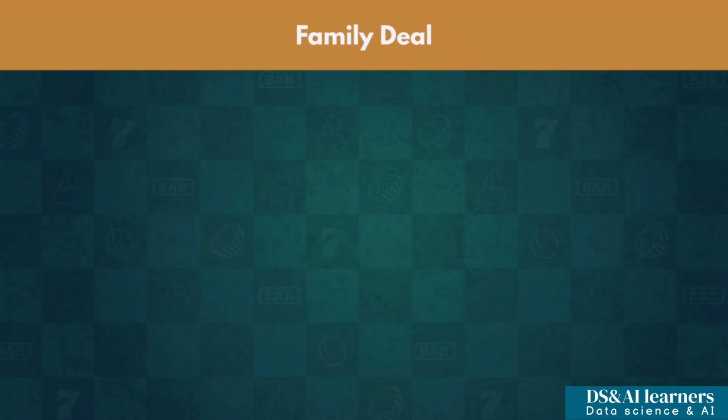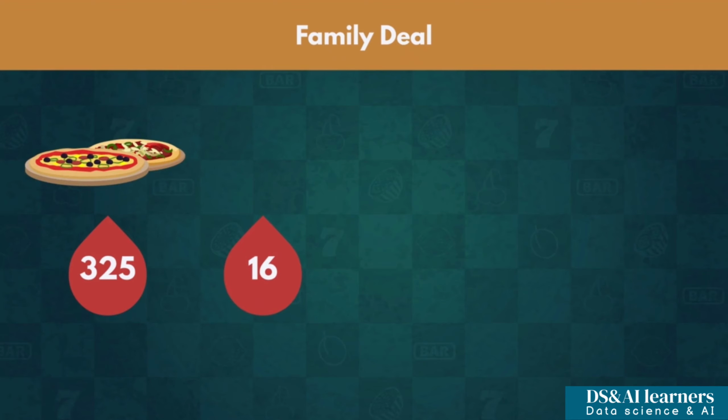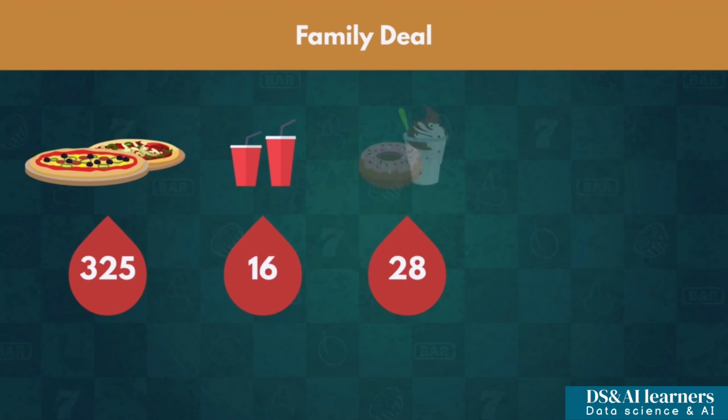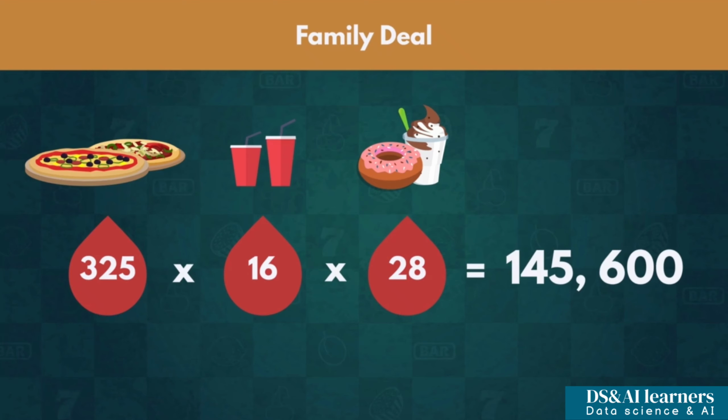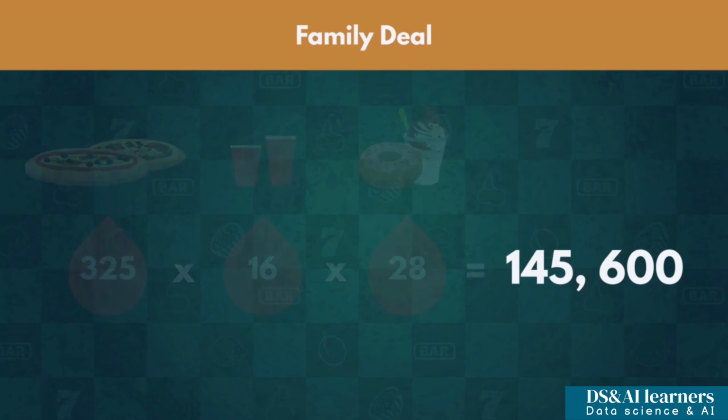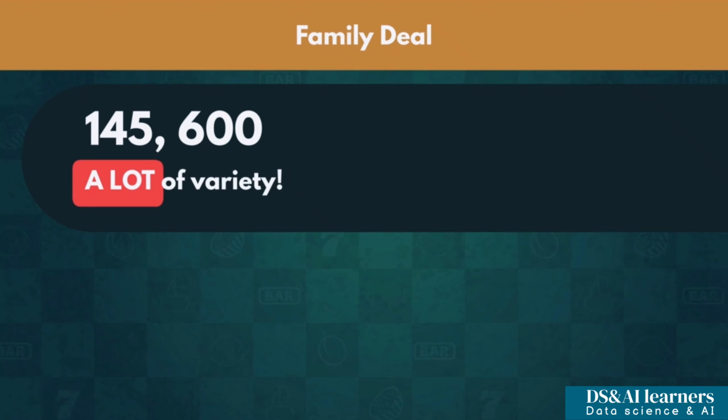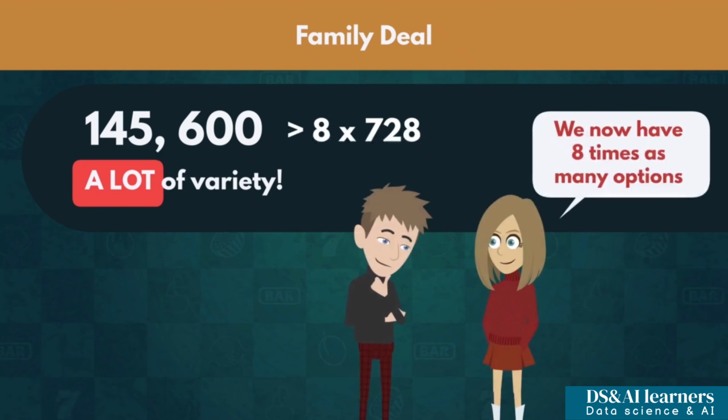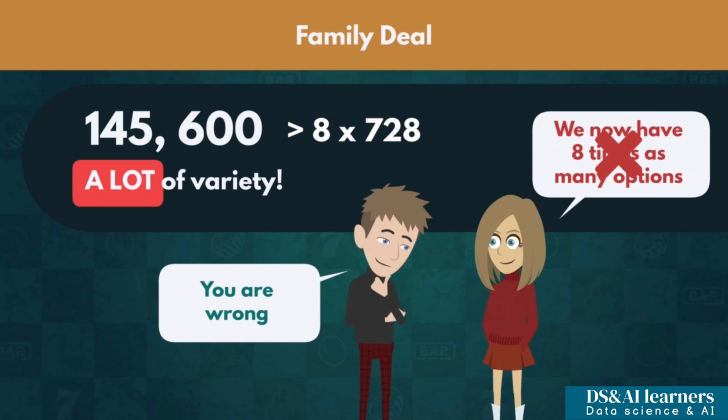Right. So far, we have found out that we have 325 ways of choosing our pizzas, 16 options for our drinks, and 28 combinations of desserts we can order. Therefore, we need to multiply these to get a total of 325 times 16 times 28, or 145,600 different options for this deal. Whoa, that is a lot of variety. That is definitely more than 8 times greater than the 728 options you could get with the first deal. So, Amy was wrong after all.